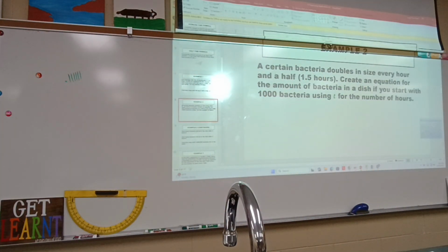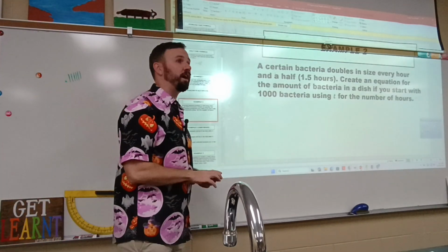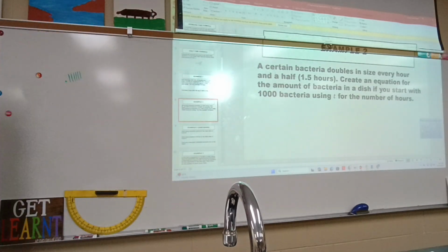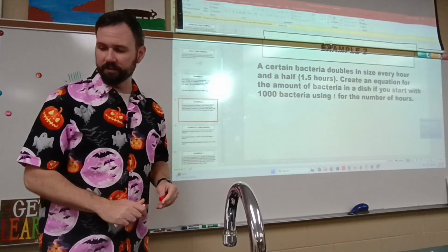All right, example 3. A certain bacteria doubles in size every hour and a half, 1.5 hours. Create an equation for the amount of bacteria in a dish if you start with 1,000 bacteria using T for number of hours. This is really bacteria because when they split, they all do it almost at the same time, so it is a doubling time actually for how often they split.